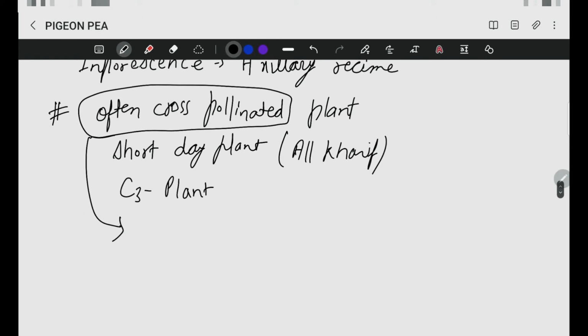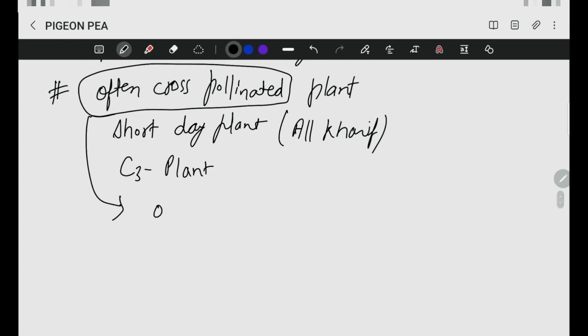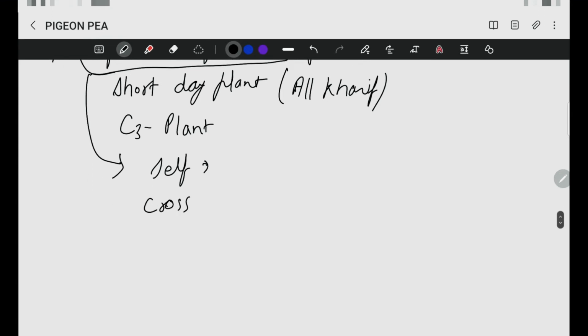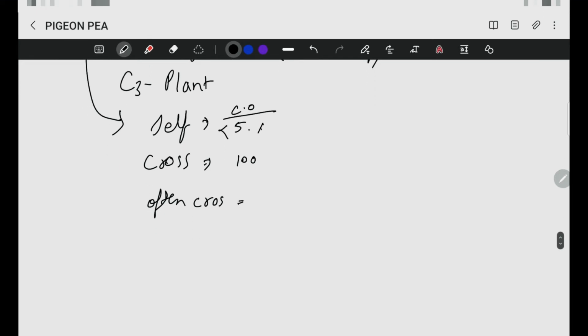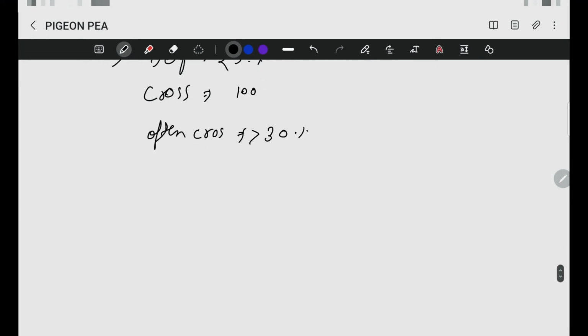Actually, on the basis of pollination, plants are divided into 3 groups. First one is self-pollinated, other one is cross-pollinated, and the third one is often cross-pollinated. In the self-pollinated plant, crossing over percentage is 5% or less than 5%. In cross-pollinated plant, crossing over percentage is 100%. All the plants have crossing over. And in often cross-pollinated plants, crossing over is approx 30% or greater than 30%. Okay. So be clear about it.